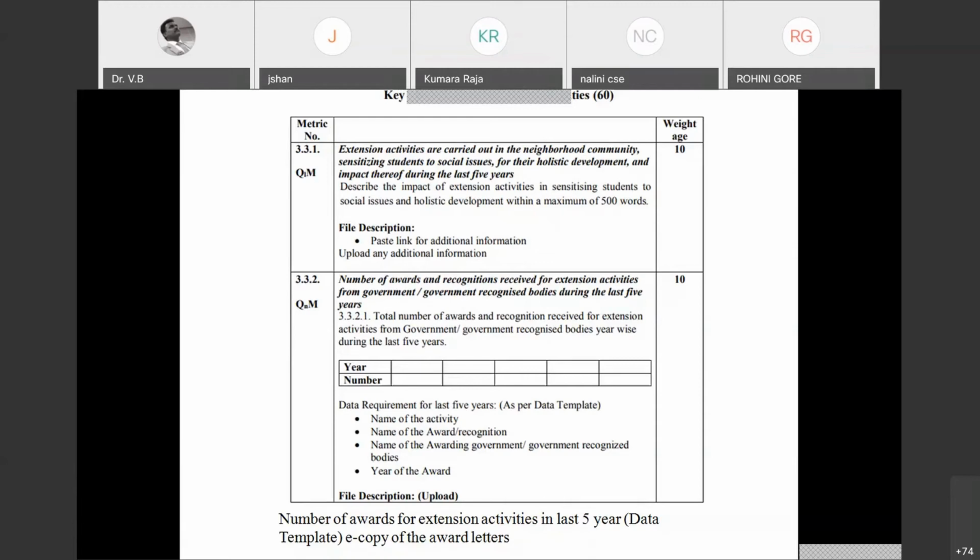I am saying recognized, not registered, because many agencies give away awards and they would be a registered trust or a society. That does not mean that they are recognized by the government. Let us understand the difference between the two. They are registered societies. It does not mean that all registered societies are government recognized. No, it is not so.